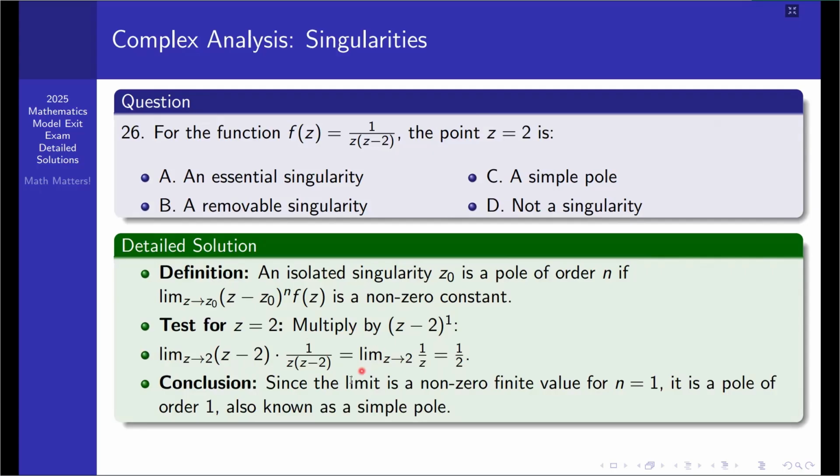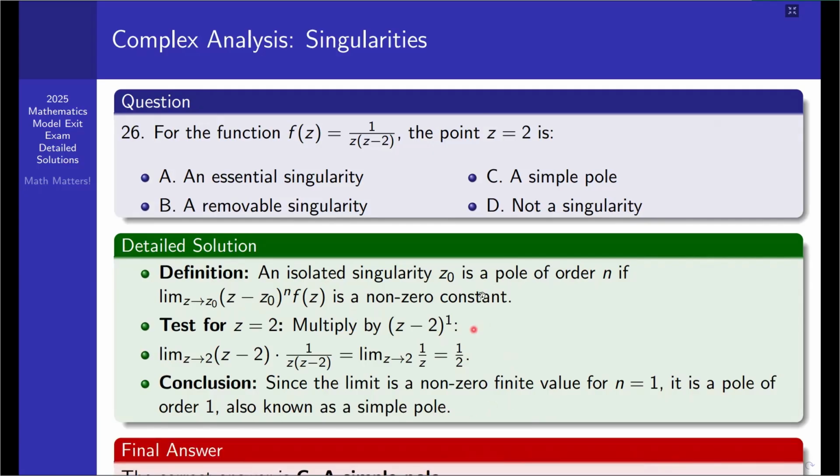Therefore, the conclusion could be, since the limit is a non-zero finite value for n equal to 1, it is a pole of order 1, also known as a simple pole. Just as we have said here, an isolated singularity z naught is a pole of order n if the limit of (z minus z naught) to the power of n times f of z, as z approaches z naught, is a non-zero constant. Since we have found this, it is a simple pole. Therefore, the answer for this one is C, a simple pole.